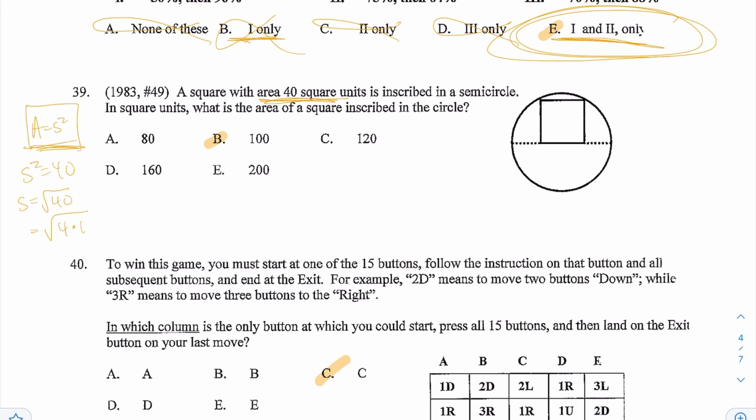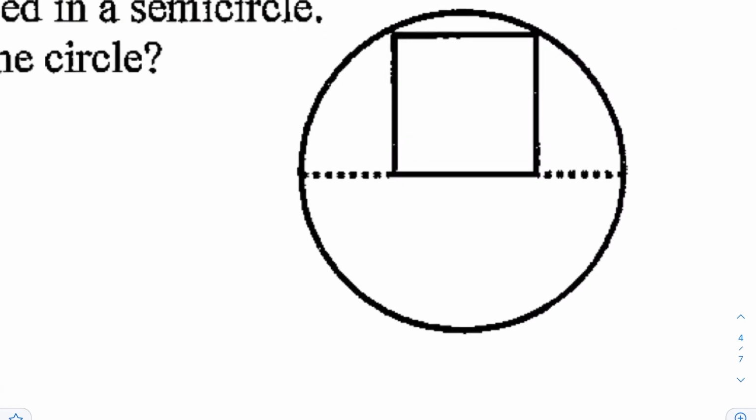4 times 10, and that would be square root of 4 times the square root of 10, which is 2 root 10. So that's how you can simplify square roots. You would just find perfect square factors. You can also just leave it as square root of 40. It doesn't really matter. Or you can put 2 root 10. They mean the same thing.